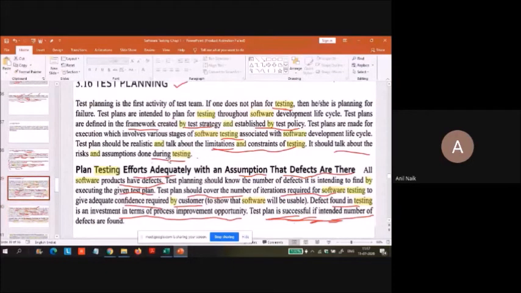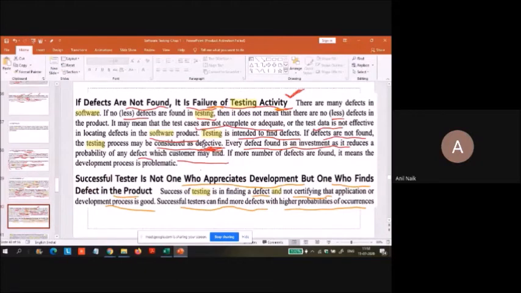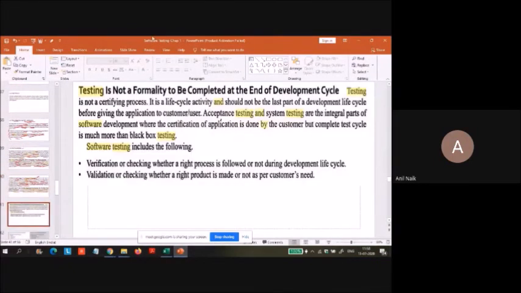So these are the test planning points. Test planning means you have to plan the testing efforts adequately with the assumption that the defects are there. You have to assume the defects are there. This product is not defect free. And second, if the defects are not found, it is a failure of the testing activity. And a successful tester is not one who appreciates the development, but one who finds the defect in a product.